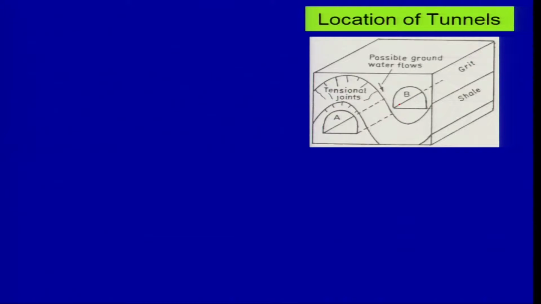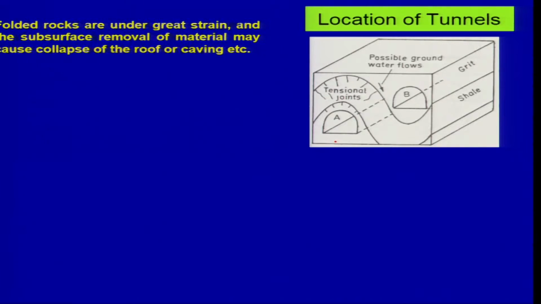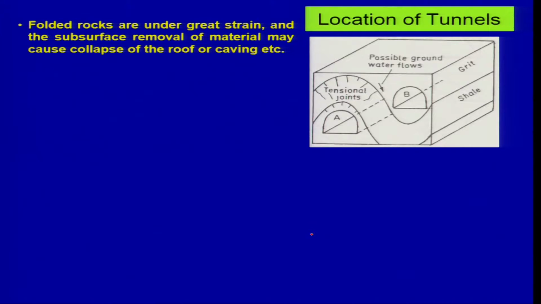anticline, and here also B is along the core of the anticline, and the rocks we have are shale, grit, or we say conglomerate here. Now, the problems which will be faced here will be something like this. Folded rocks are under great strain. So, we will see a lot of tensional cracks or joints developed here, which may continue for a couple of kilometers or maybe meters, and keep on continuing for a longer distance.